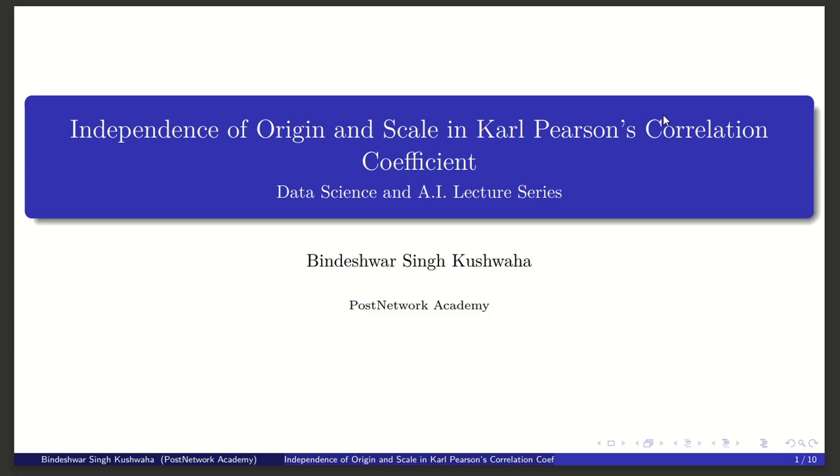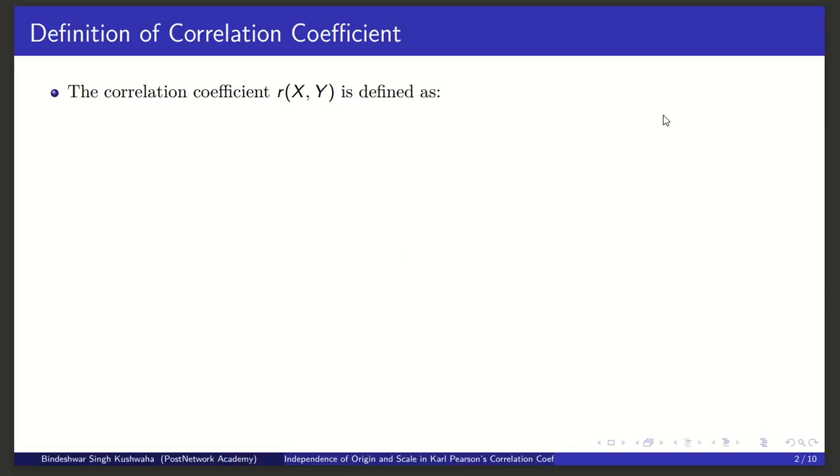In this video, we will dive into an important topic in statistics: independence of origin and scale in Karl Pearson's correlation coefficient. The correlation coefficient, denoted as r, measures the linear relationship between two variables, and the formula is covariance divided by the standard deviations.